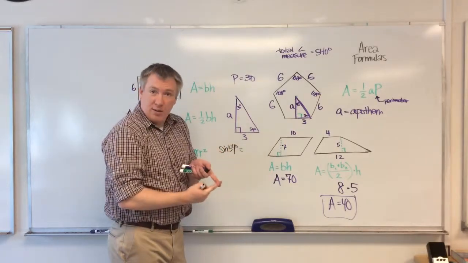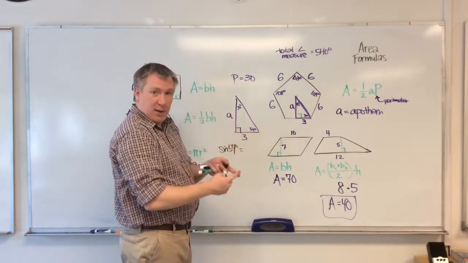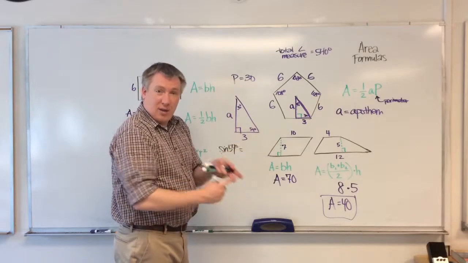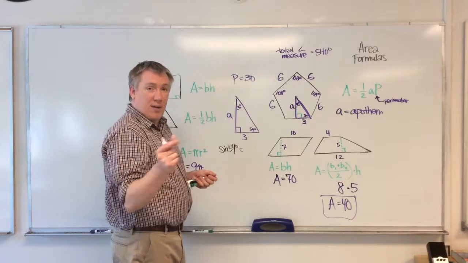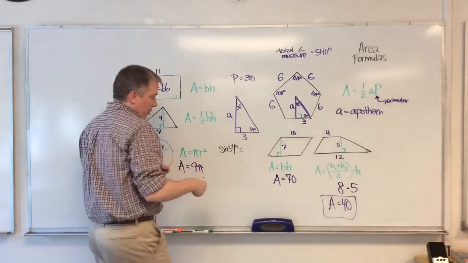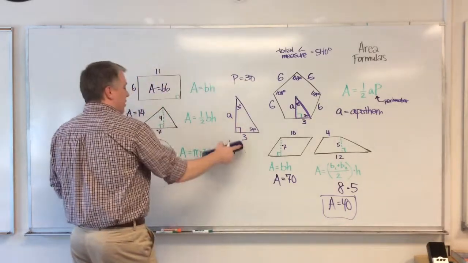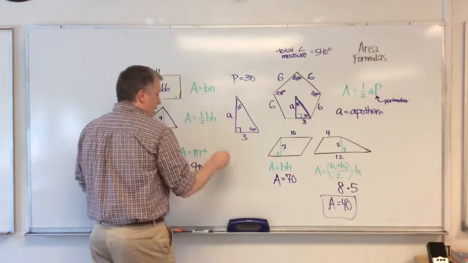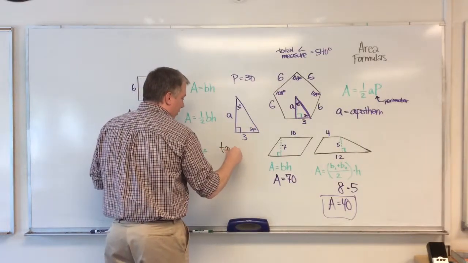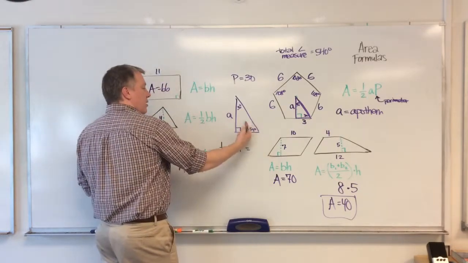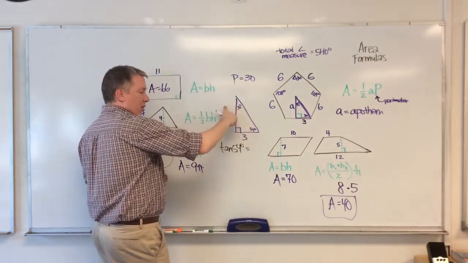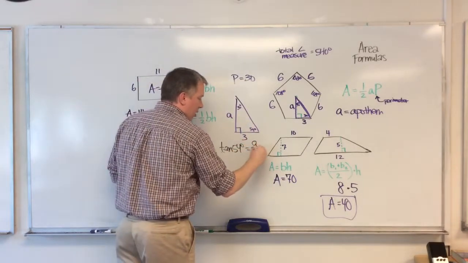Sine has hypotenuse. It's opposite over hypotenuse. Cosine has adjacent over hypotenuse. Which one doesn't have the hypotenuse in it? If you said tangent, that's the one. Okay? So actually, I'm going to use tangent. So sorry for that confusion. I'm going to use the tangent of 54. Tangent is opposite over adjacent. So that would be a over 3.